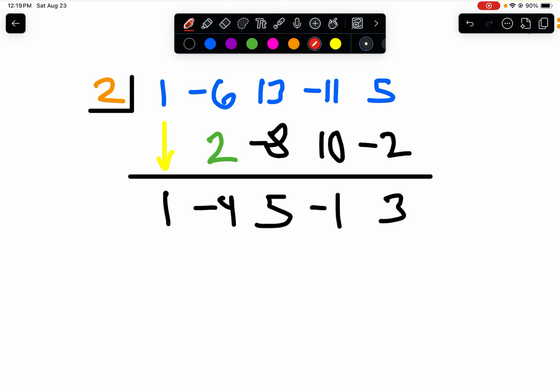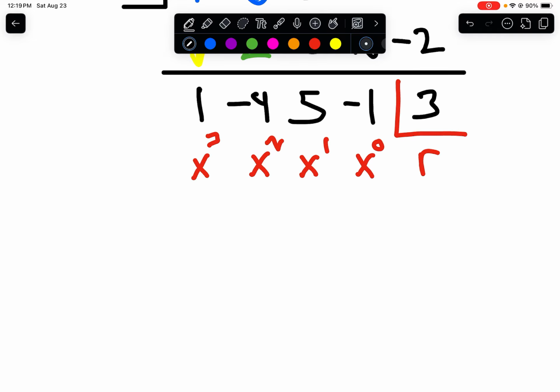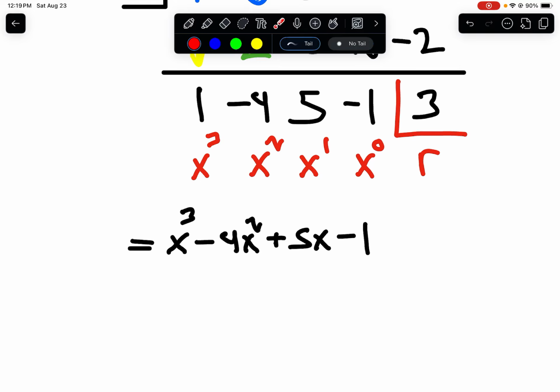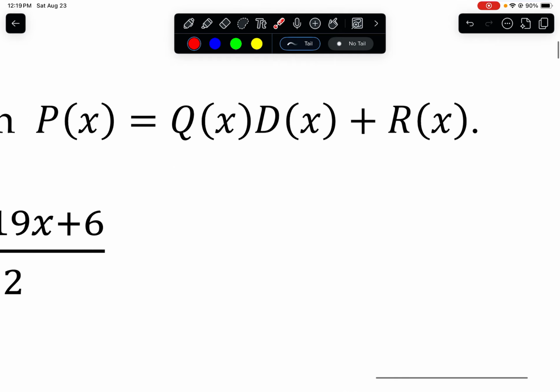Now, your very last value over here that you get, I'm also going to box it off, and this is going to be your remainder. And then as you move along, these values are going to decrease in power, and what this tells you are the coefficients of your quotient. So what I'm going to do is rewrite this as 1x cubed minus 4x squared plus 5x minus 1. And then, in order to write your remainder, we're going to write this in a specific format. So if you look back at the directions, which I skipped over, unfortunately, my bad.